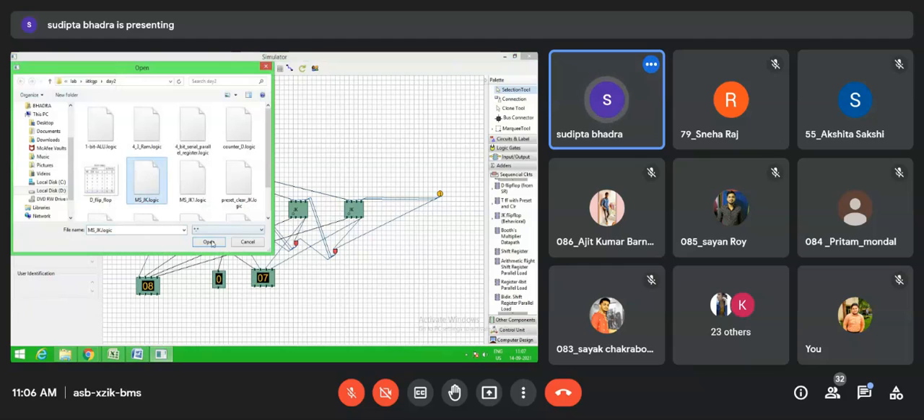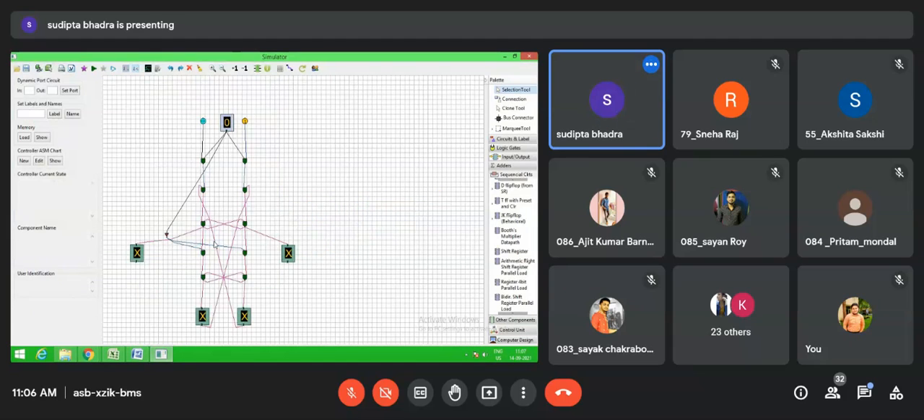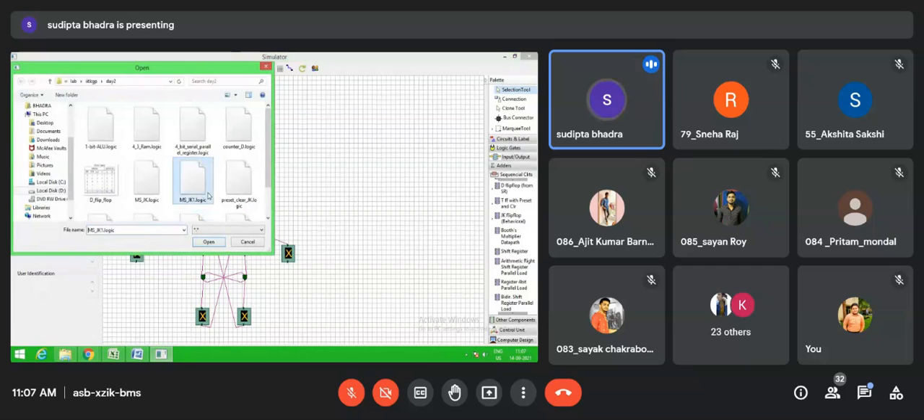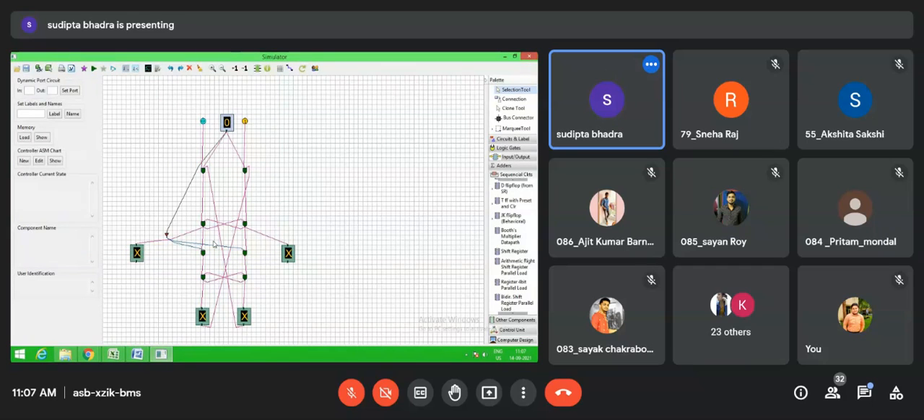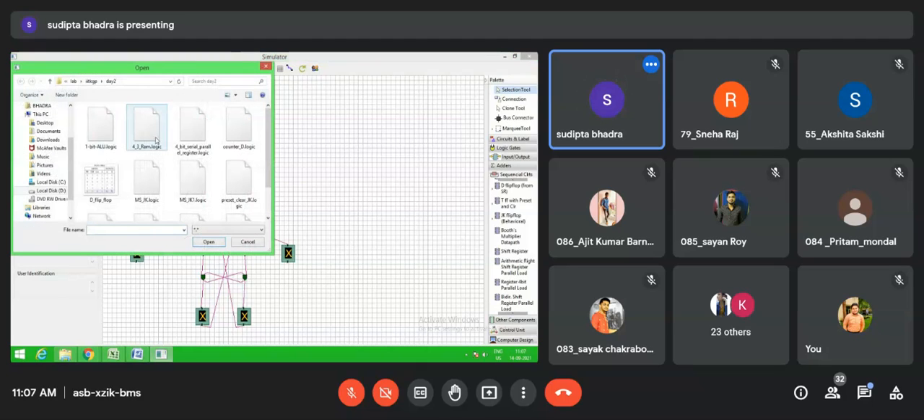And here the master slave JK flip-flop. This one is the master slave JK flip-flop. So here we have used 2-input NAND gates. If I use 3-input NAND gates, then we require 8 gates instead of 6 gates, 2 two-input and 2 three-input. After that, we have done ALU design.